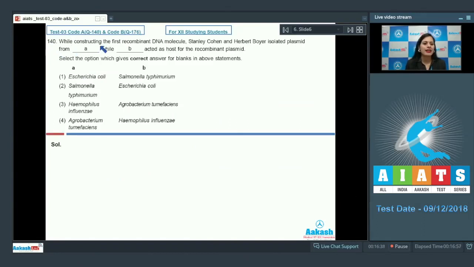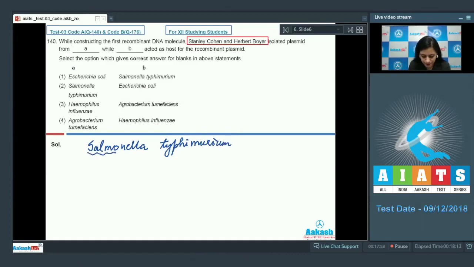Question number 140. While constructing the first recombinant DNA molecule, Stanley Cohen and Herbert Boyer isolated plasmid from X, and Y acted as host for the recombinant plasmid. Select the option which gives correct answer for blanks in above statements. So, Stanley Cohen and Herbert Boyer isolated the plasmid from Salmonella typhimurium, and the antibiotic resistance gene was cloned into plasmid, and that recombinant DNA was introduced into host cell, and that host cell was Escherichia coli. So the correct answer for this question is option number 2, that is Salmonella typhimurium and Escherichia coli.